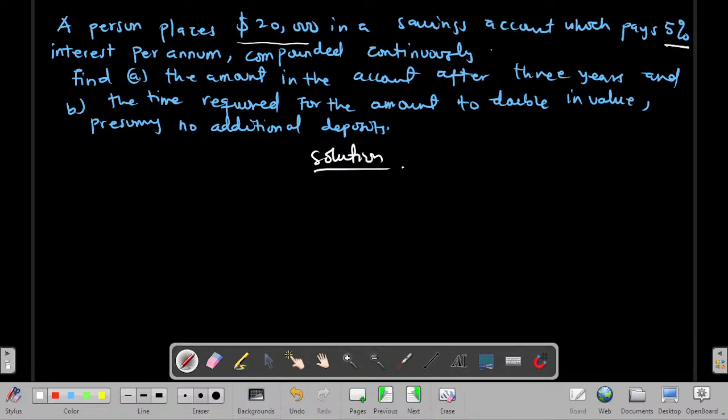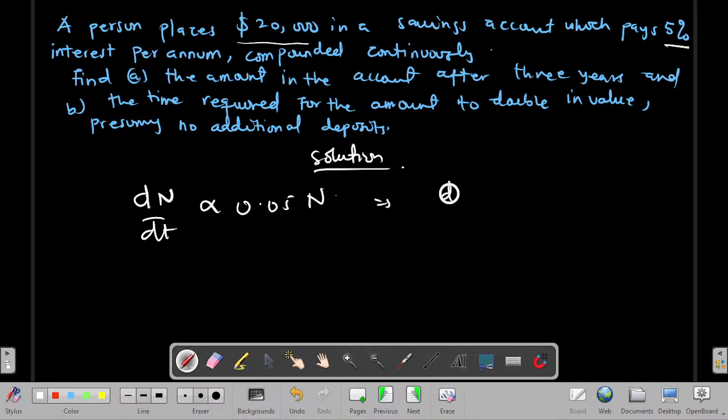So you can see that this is a growth problem. When I say growth problem, it means that the money is expected to increase. The money is expected to do what? To increase. Is that not it? So I'll have the change of the amount with respect to time should be proportional to the current amount, times 0.05. So it should be proportional to 0.05. That is 5%.